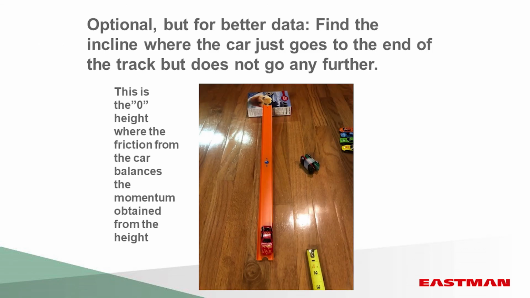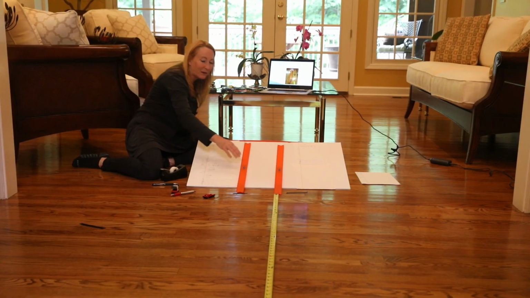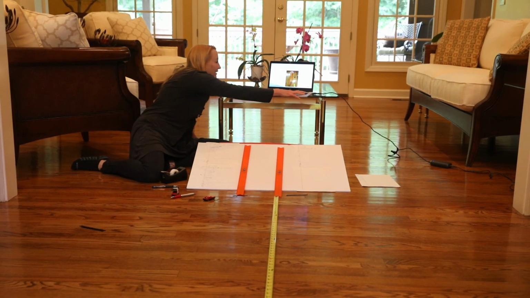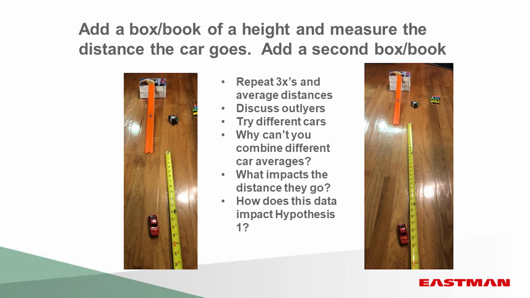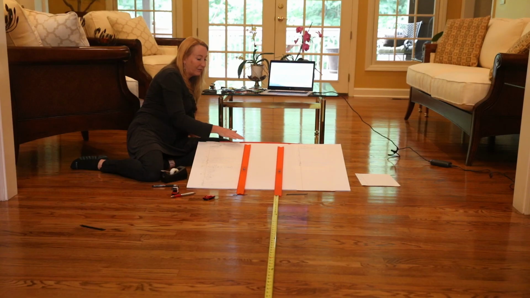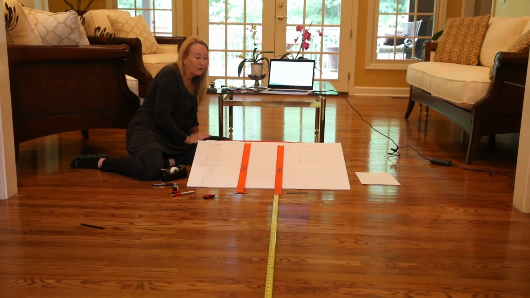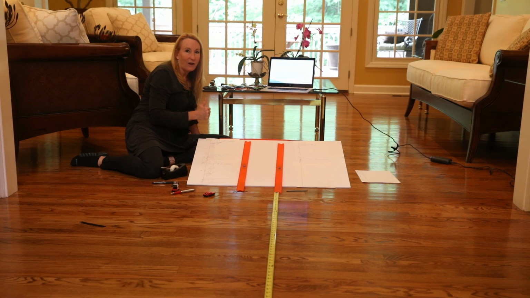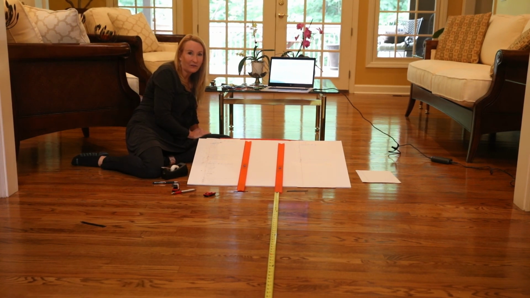I talked about the optional 0, which is what I did to make the car just stop at the end. You'll still get the same general result, which is yes. The car rolled twice as fast down the ramp because the ramp was twice as high. Don't forget, height always means potential energy. So if it's twice as high, it actually has twice as much potential energy. And that's converted to kinetic energy.